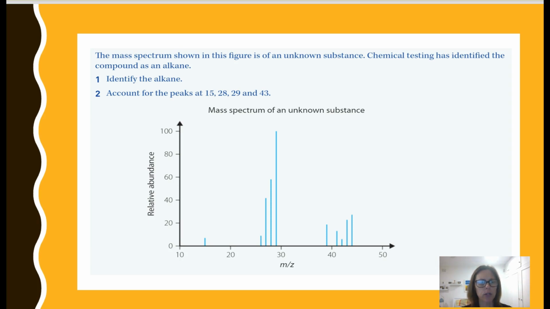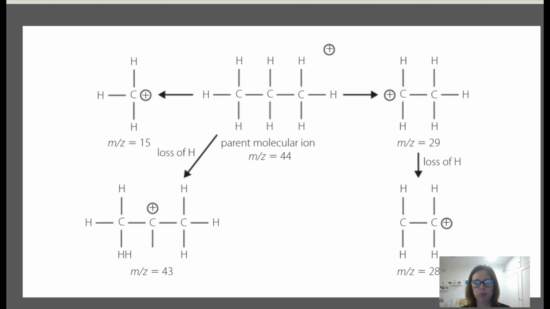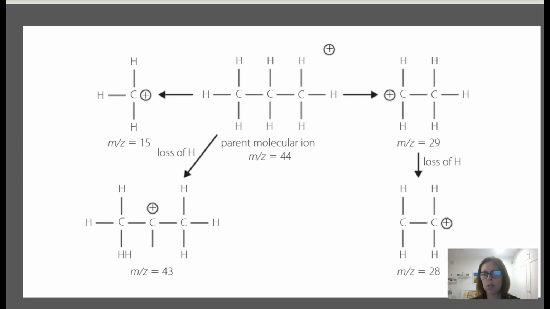So let's have a look at this in a different tabular form, which is what I meant when I said sometimes it might be better if we have a look in a visual form. So we've got our parent molecular ion here. Here we've lost one hydrogen. So now we have CH3, CH3. So that's that loss there.